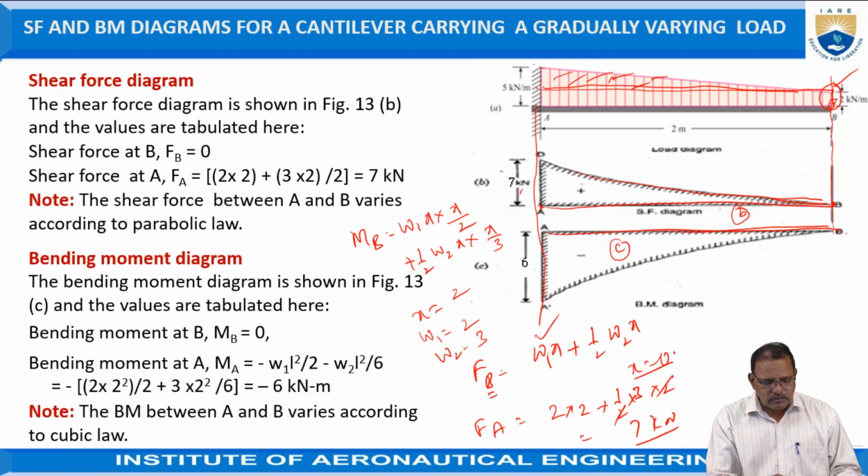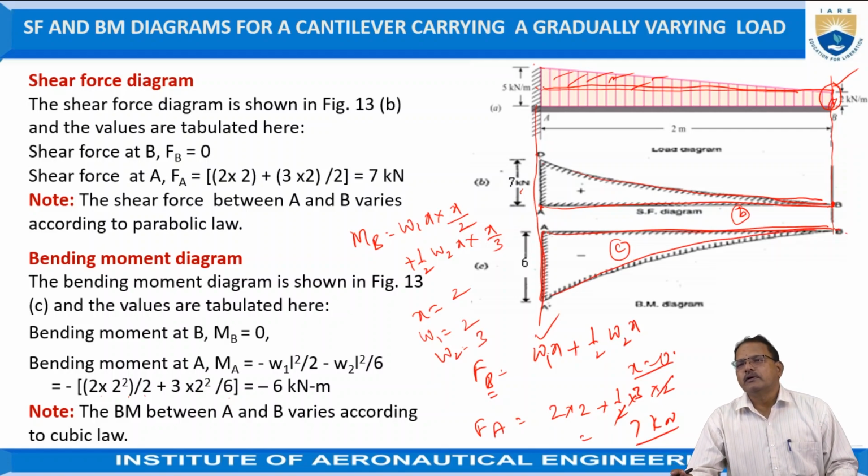From these relations, on substituting W1 equal to 2, W2 equal to 3, X equal to 2, and substituting the values, 2 into 2 square by 2 plus 3 into 2 square by 6. Since these are all negative, it is equal to minus 6 kilonewton meter. Hence, draw a vertical line in the downward direction for 6 kilonewton meter. Taking 1 kilonewton as 10 mm, draw a 60 mm length downward. Just join these points by a smooth curve. This curve follows the cubic law.